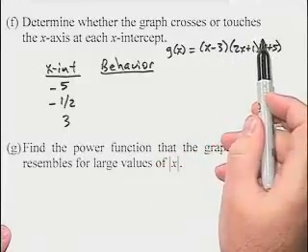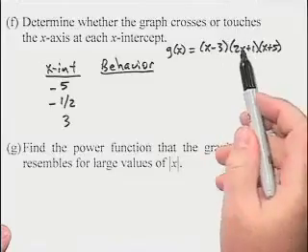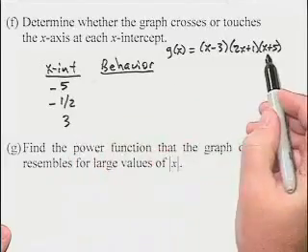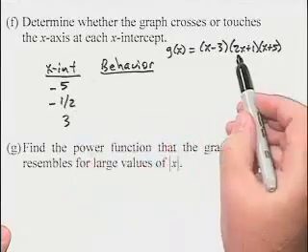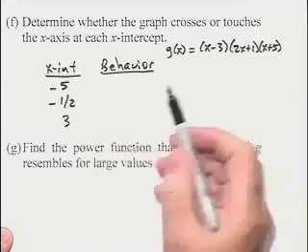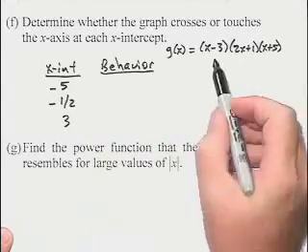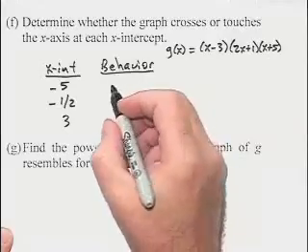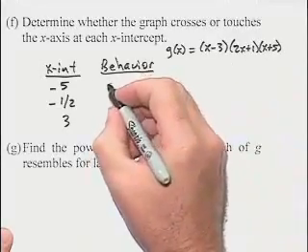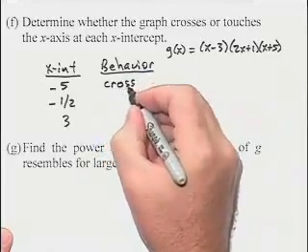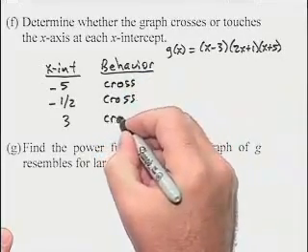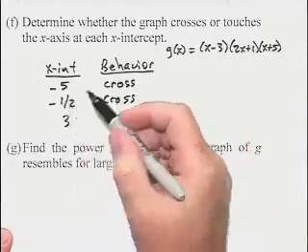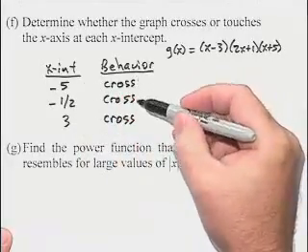If we look at the exponent in each of these factors, you see that the exponents are all 1, which is an odd number. Each of these factors gives us one of our x-intercepts. The negative 5 comes from the factor x plus 5. The negative 1/2 comes from the factor 2x plus 1. And the 3 comes from the factor x minus 3. Since each of these factors has an odd power, the multiplicity is odd. And the behavior for an odd multiplicity is that the graph will cross at each of these x-intercepts. Had the multiplicity been even, the graph would have just touched the x-axis at the x-intercept. But each one of these had odd multiplicity, so the graph will cross at each one.